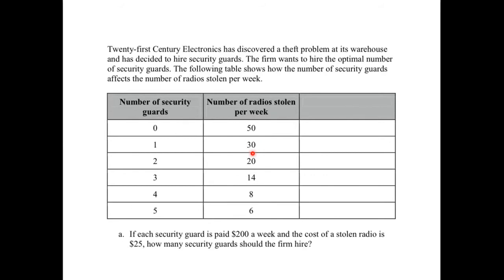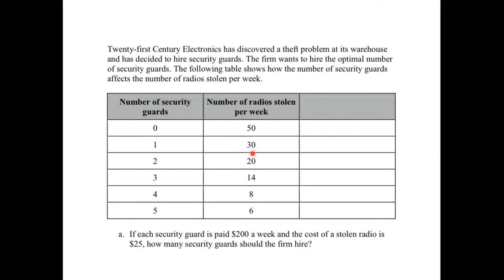So part A, there are 2 parts to this question. If each security guard is paid $200 a week and the cost of a stolen radio is $25, how many security guards should the firm hire? So first we need to understand that the decision variable in this problem is the number of security guards. We're trying to determine the optimal number of security guards to hire. This is not a production decision. This is a hiring decision.